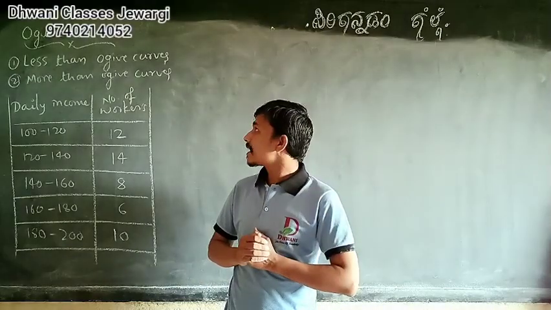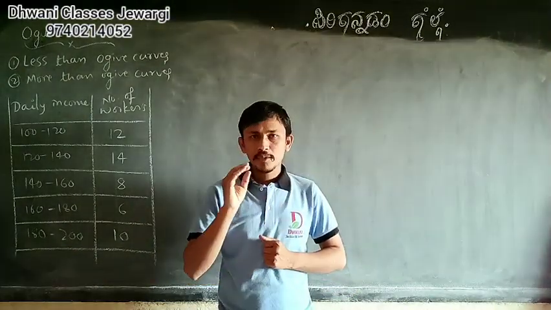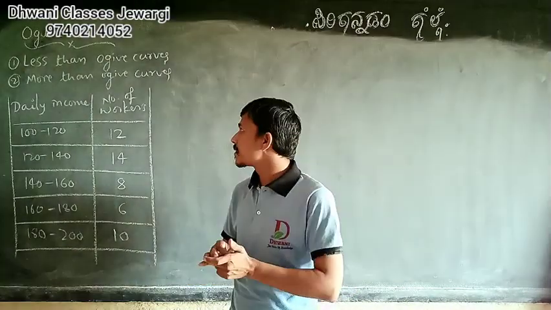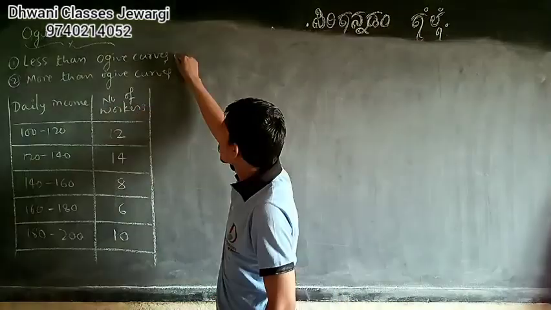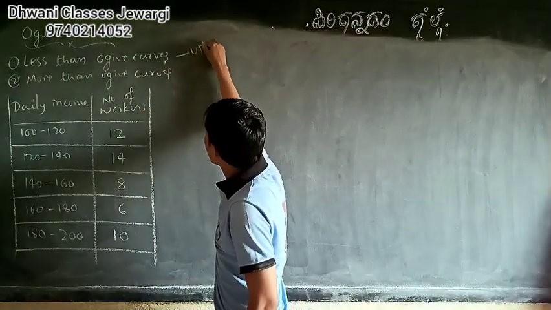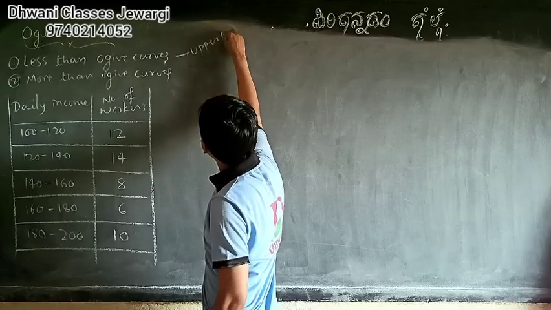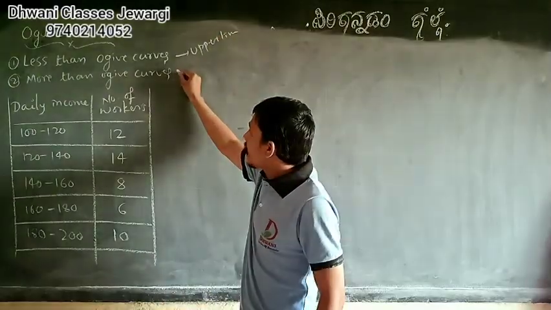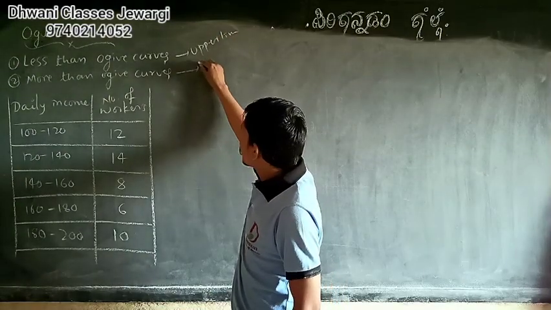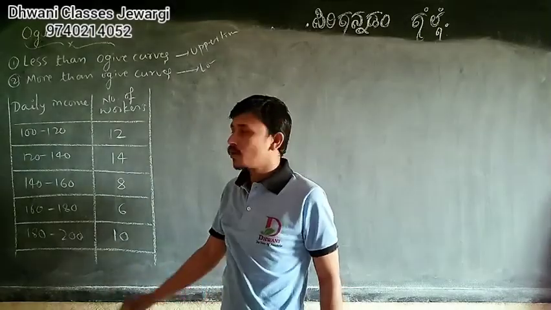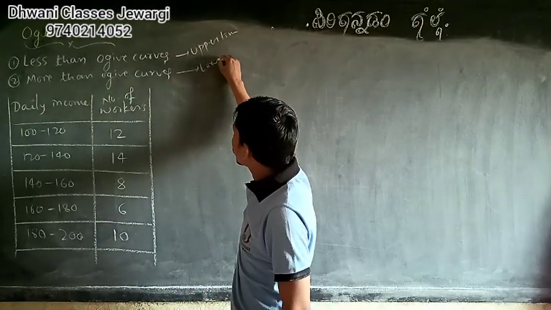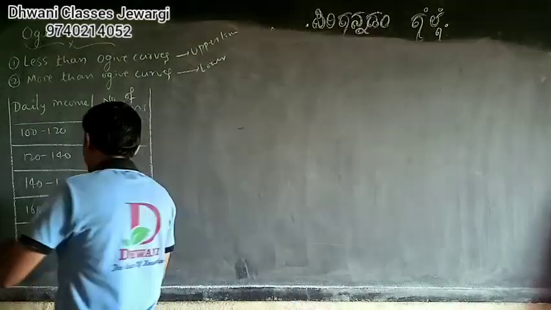Number one, less than type of Ogive curves. Number two, more than type of Ogive curves. In less than type, we must use the upper limit of the class. And in more than type, we must use the lower limit of the class.